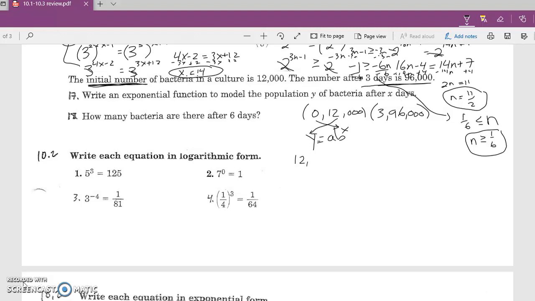So we get 12,000 equals a b to the 0 power. So we get 12,000 is equal to, b to the 0 power is just 1, so basically it's just a. So we found our a. Now we write this equation again, y equals a b to the x. That's always where we start. This is my y, this is my x.